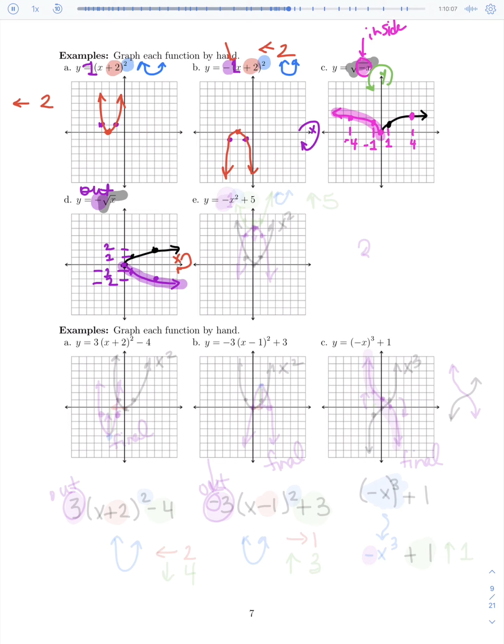Let's take a look at E. In E, we have a squared graph again, which means we've got the U shape or the parabola. We've also got a +5 outside. That means we're going to be shifting the graph up 5. And be careful, we also have a minus or a -1 out in front of our x squared. It's not inside of the x squared, it's on the outside because there are no parentheses. So that means that's going to flip us upside down, or be a negative stretch.